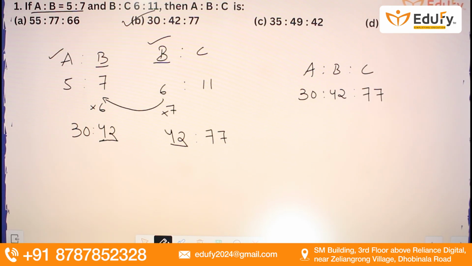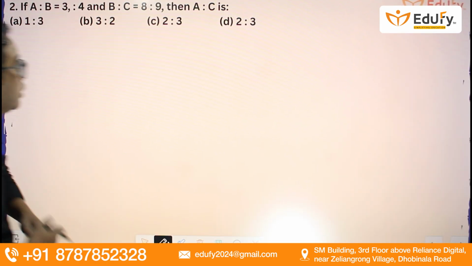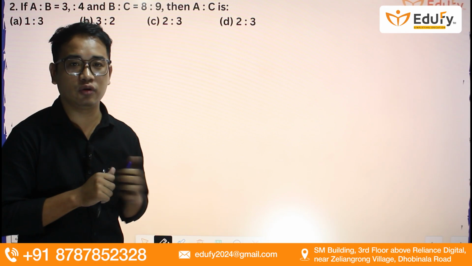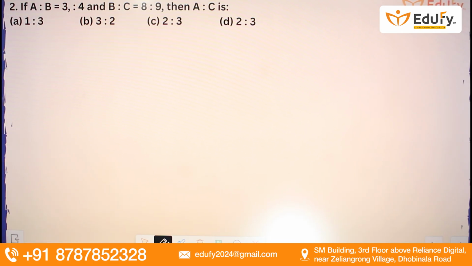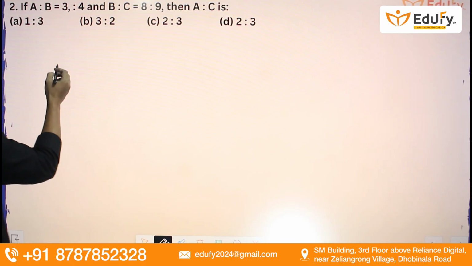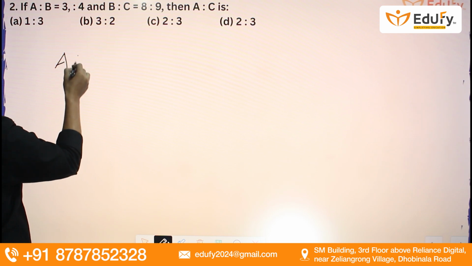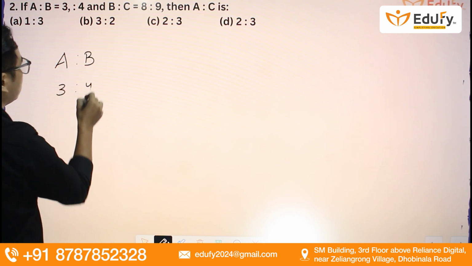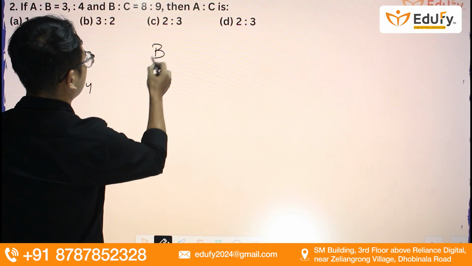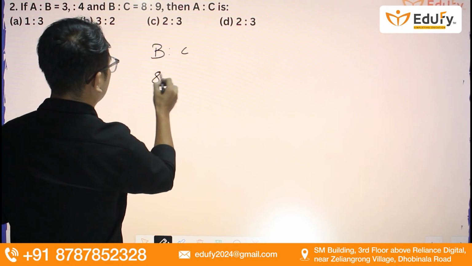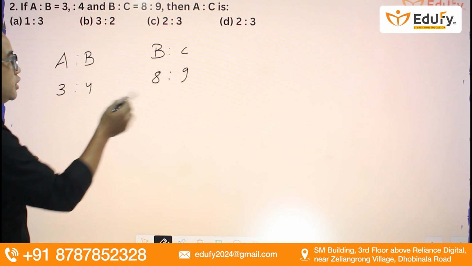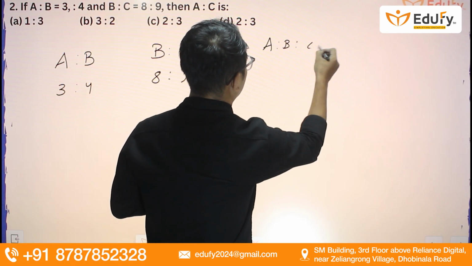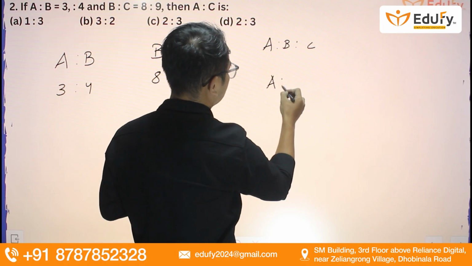Okay, now let's try one more question. Now this is slightly different from the first one we did. Although we can solve this question the same way I did for the previous one, I will use another method for this. Okay, now same thing as before. Here they've given me the ratio of A and B, which is 3 and 4, and you have been given the ratio of B and C, which is 8 and 9. Now here, instead of asking me the ratio of A, B and C, they have asked me the ratio of A and C.